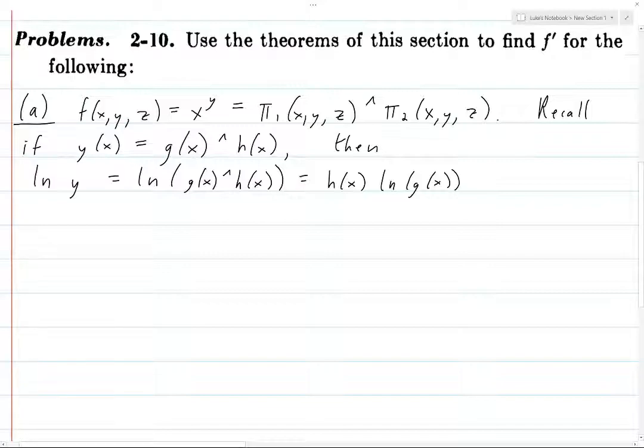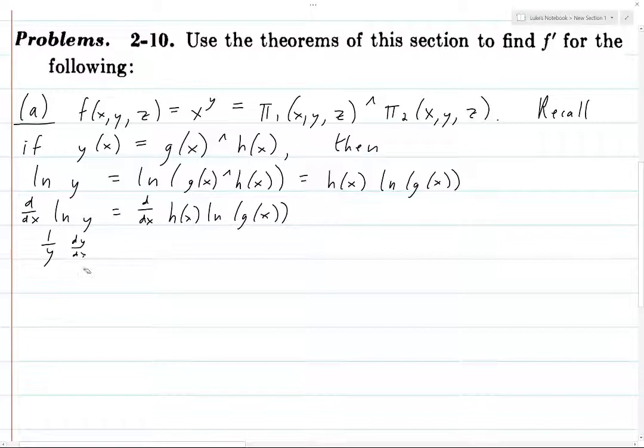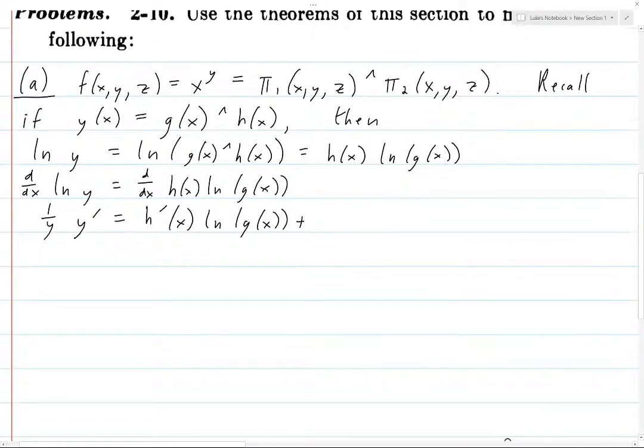Now we can take the derivative on both sides. On the left-hand side, using the chain rule, this becomes 1 over y times dy dx, or I'll just write y prime for dy dx. That equals h prime of x times the natural log of g of x. Then we add the derivative of the natural log of g of x. By the chain rule, the derivative of natural log is 1 over the thing, so we get 1 over g of x times g prime of x.